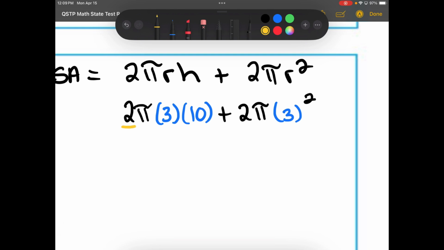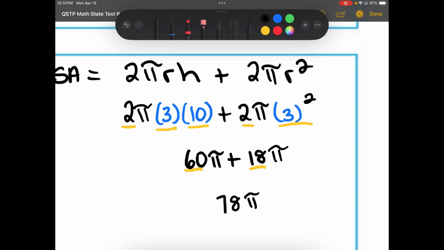We're going to multiply 2 times 3 times 10. Bring that down with your pi symbol. Plus 2 times 3 squared. So first, what is 2 times 3 times 10? 60. Bring down your pi symbol. What is 2 times 3 squared? 18. And bring down your pi symbol. Now you just add those two numbers together. Add 60 and 18, and you will have your answer.